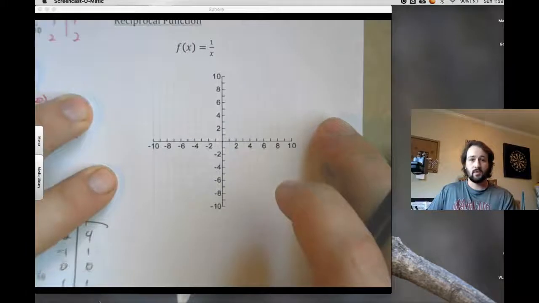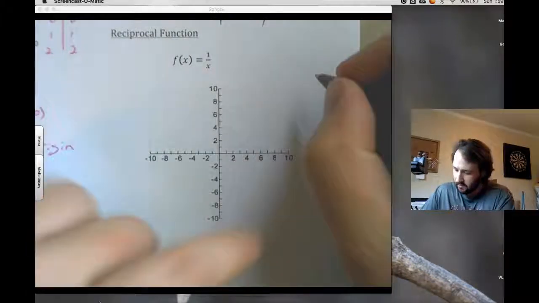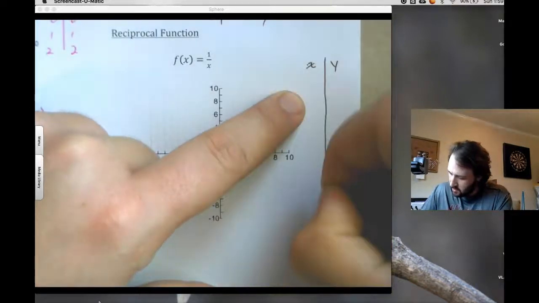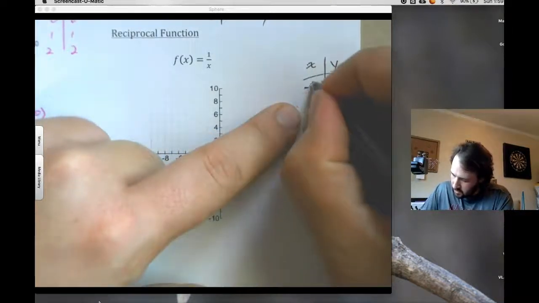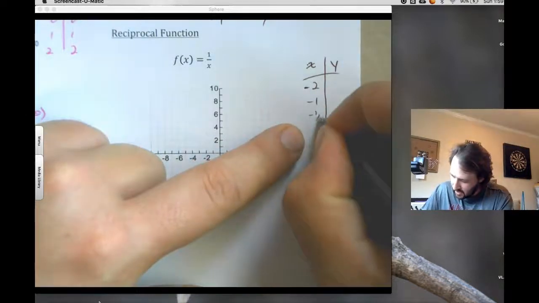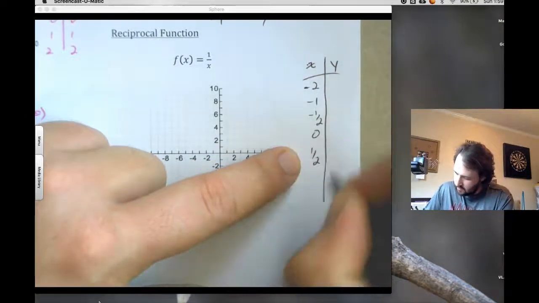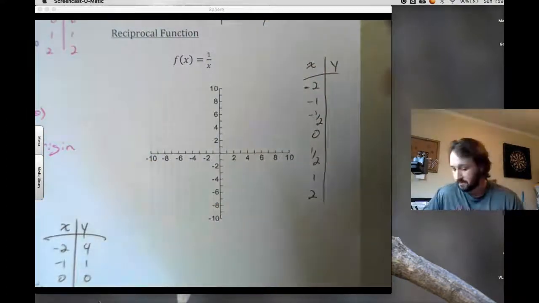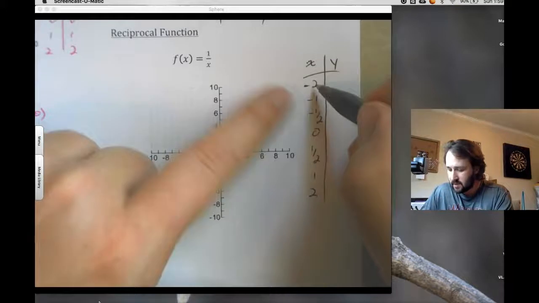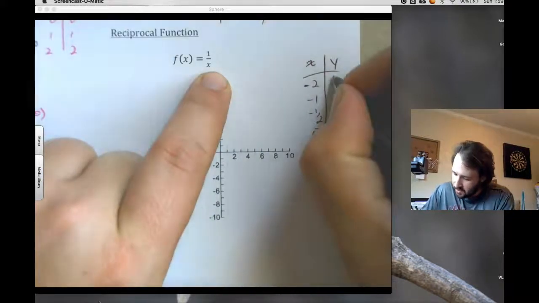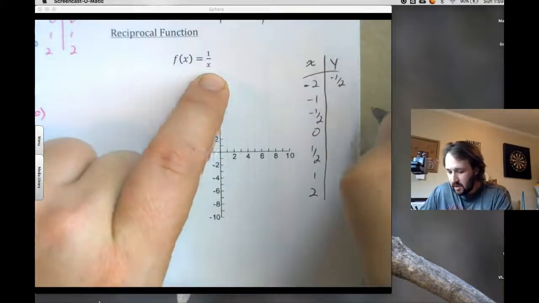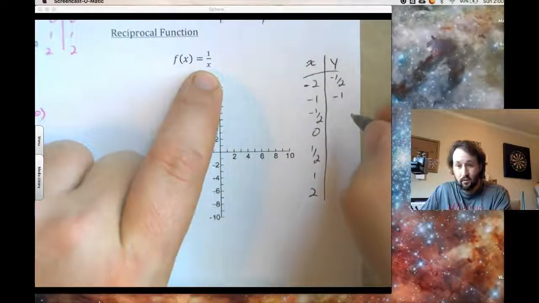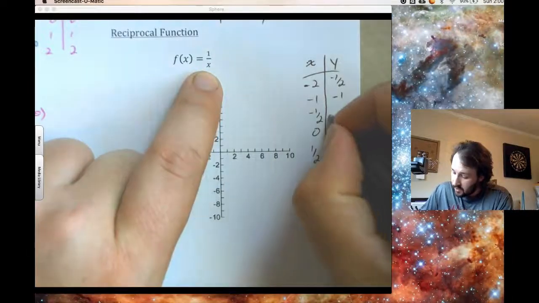All right, next one, reciprocal function. This one's a little bit tougher, so I'll do a few more points. We'll do x and y. I'm going to do -2, -1, -1/2, 0, 1/2, 1, 2. All right, so if I put these values in, if I put in -2, it's taking 1 over that number, so this would just be -1/2. If I have 1 over -1, that would just be -1. If I have 1 over -1/2, that's going to create -2.